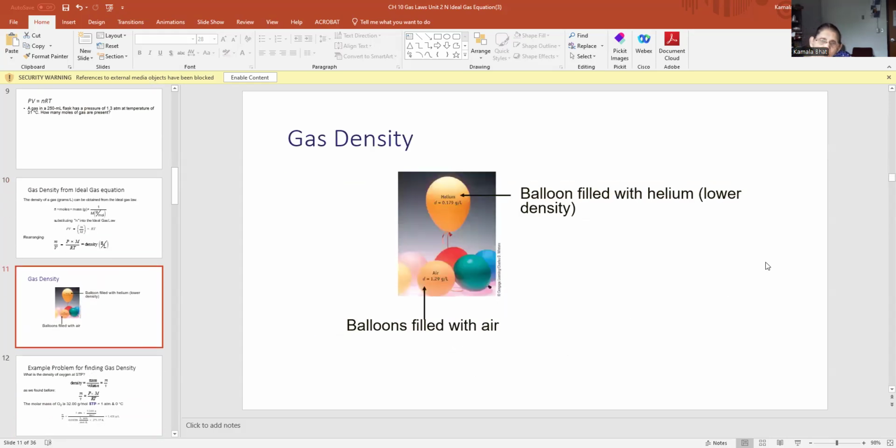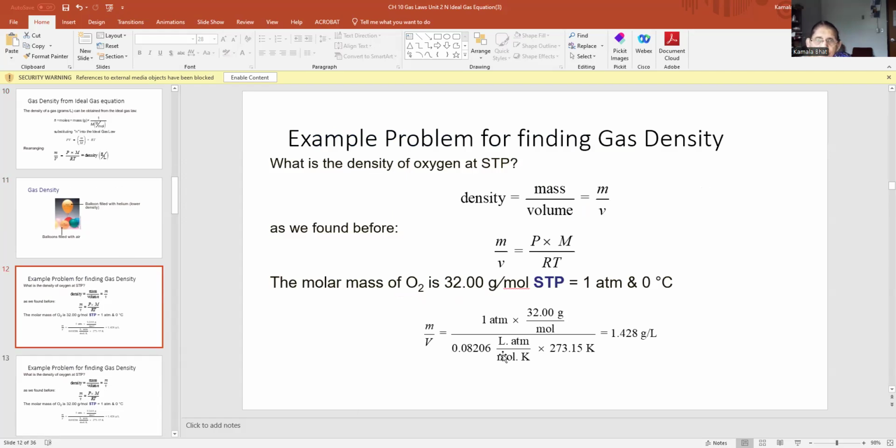We can see what effect the substance of a gas has when you try to fill a balloon. The density of air is much larger than the density of helium, and so we see that helium balloons stand up while the balloons with the other gases are down, because they are heavy.